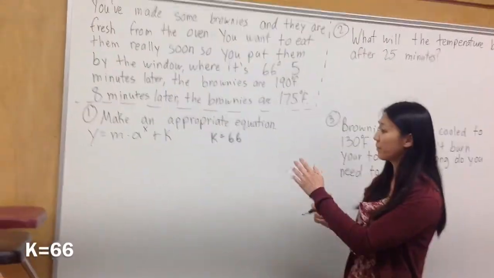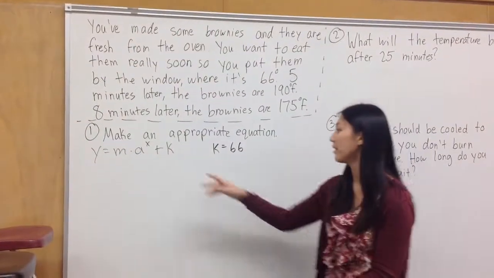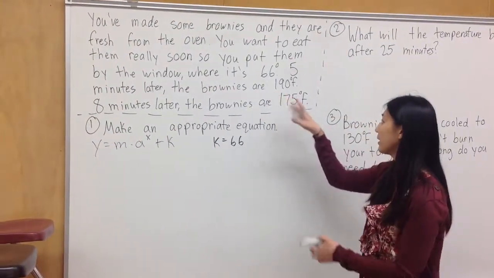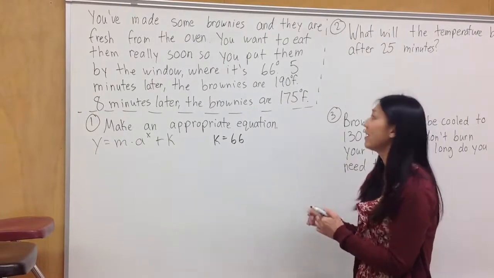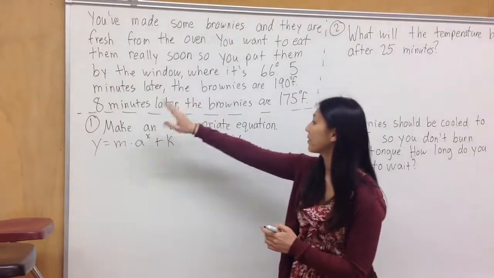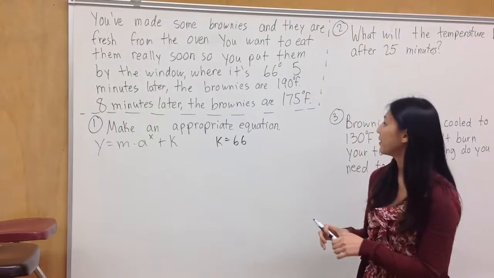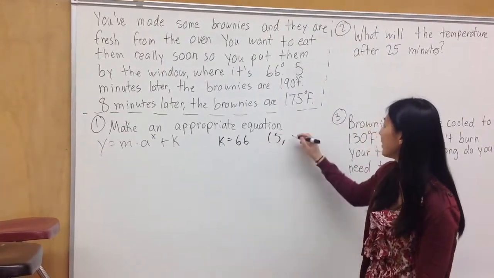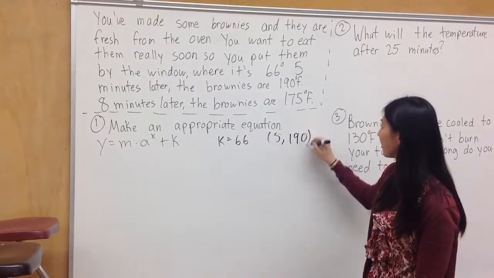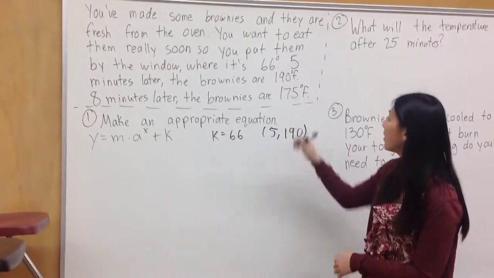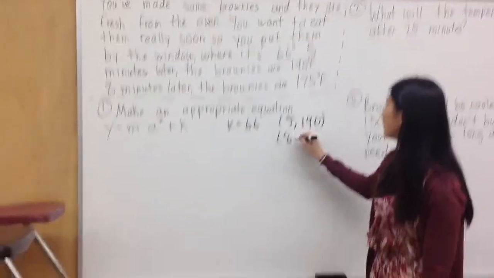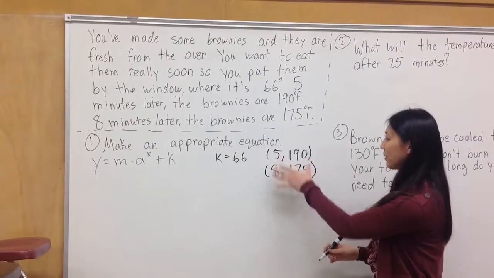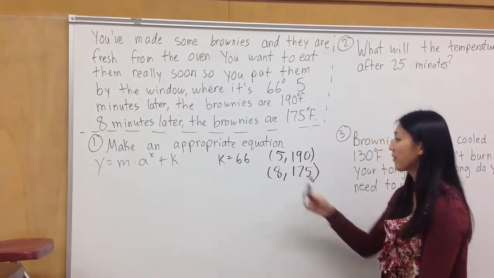And now we need to find a couple points that we can plug in to x and y here. We already have our temperatures. We're going to have our temperatures be the y coordinates, and then we're going to have the minutes, the time here, be the x coordinates. So at 5 minutes, it's 190 degrees. And then at 8 minutes, it's 175 degrees. So we're going to plug these numbers in for x and y. We're also going to plug in k.